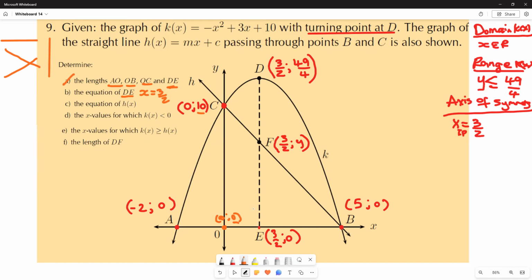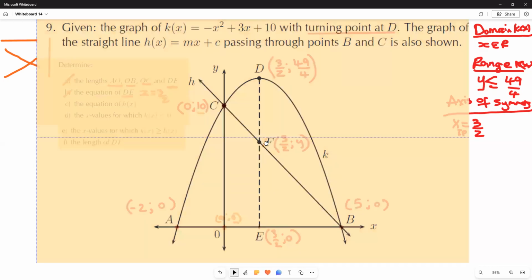Perfect. Now let's go to C. They want the equation of h of x. H of x is also a straight line, but this is a slanted straight line. So for a slanted straight line, we always use y equals mx plus c. Firstly, I need to find the gradient of this function.